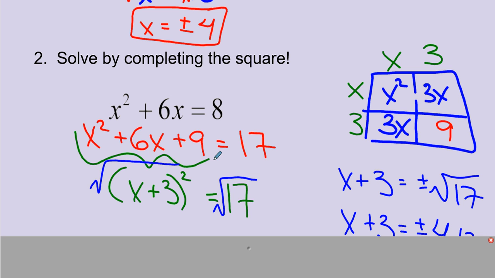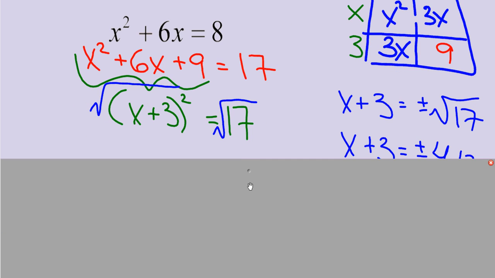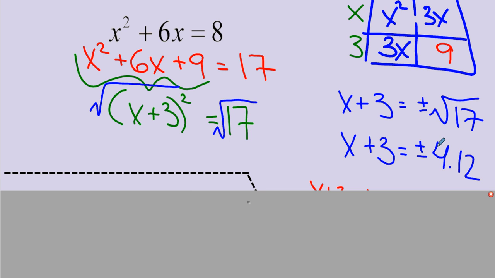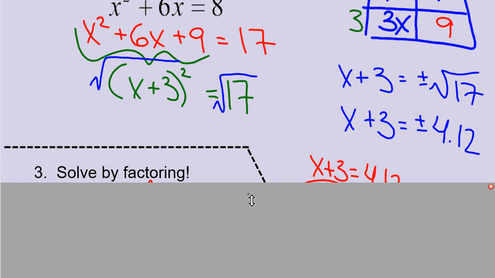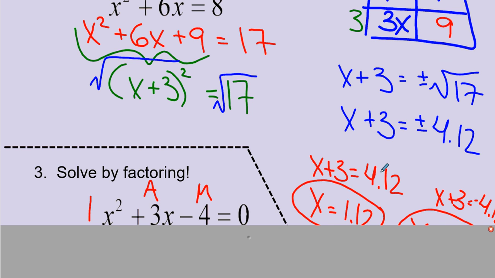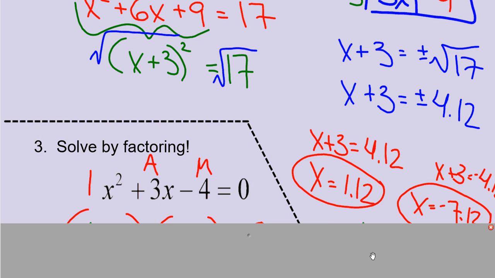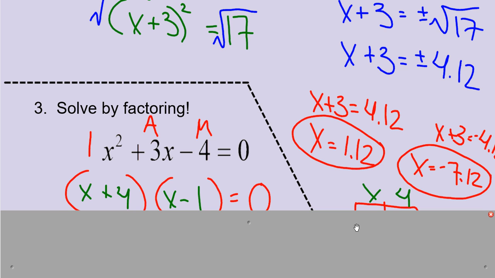Then I take the square root. The square root of 17 is not a perfect square, so I used a decimal approximation of 4.12, a little bigger than 4 because 17 is a little bigger than 16. That means that x plus 3 will either equal positive 4.12 or x plus 3 will equal negative 4.12, and then you subtract 3 and solve. So you can see that takes a little bit more time, but it will work.